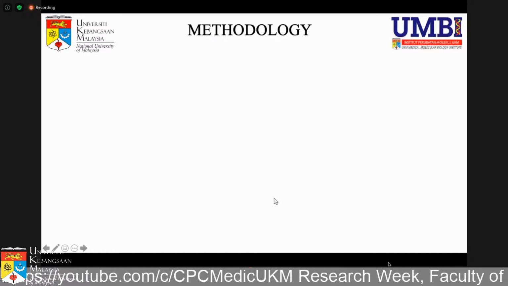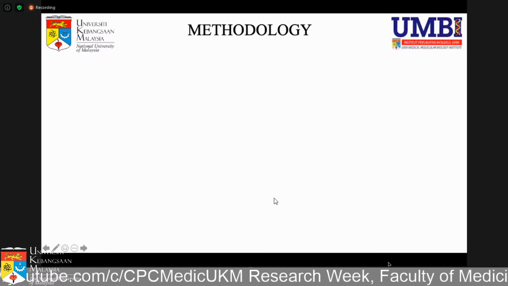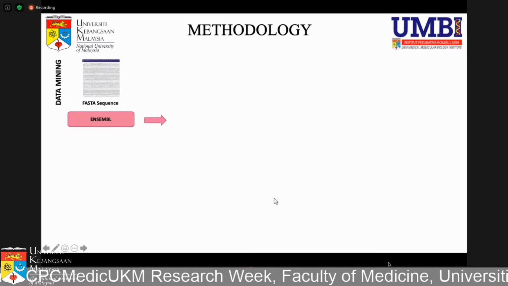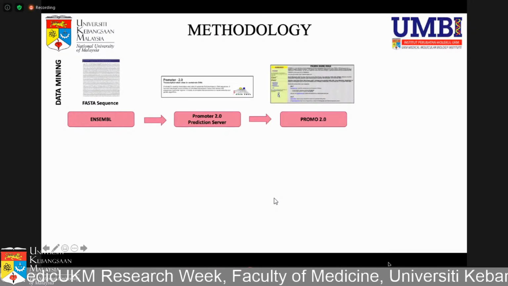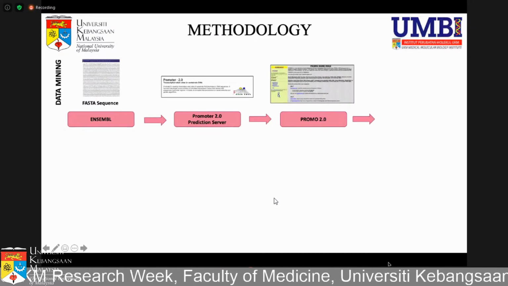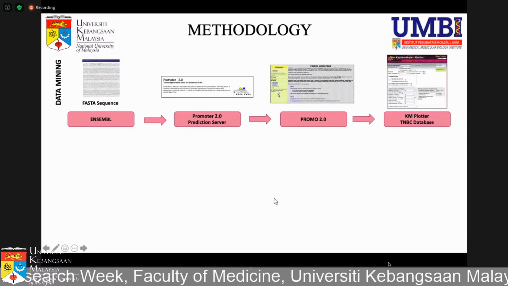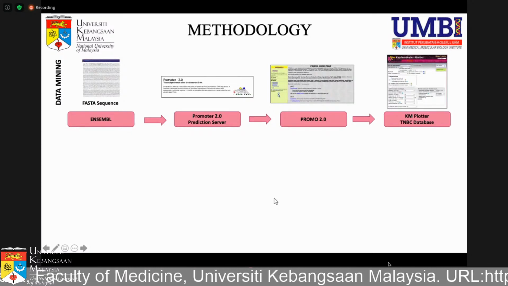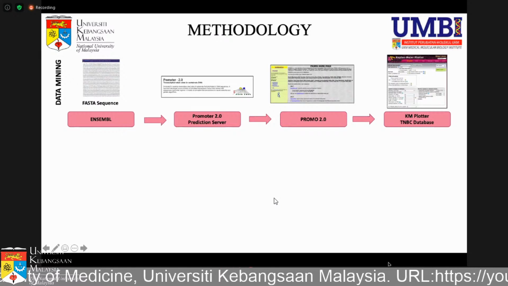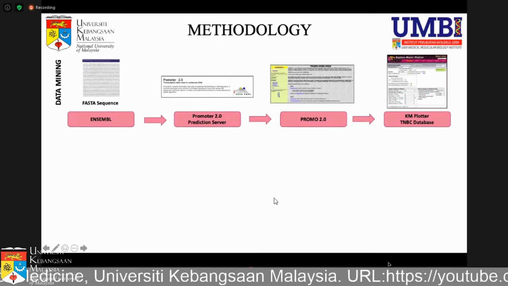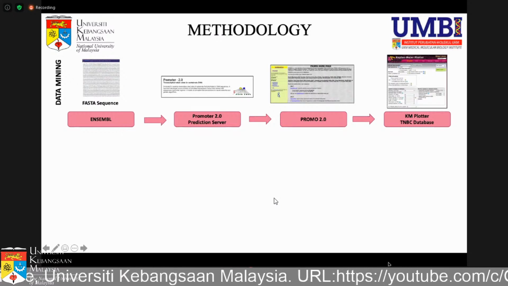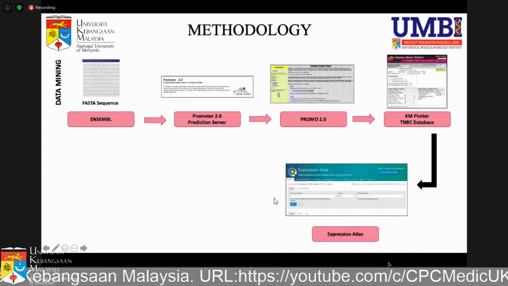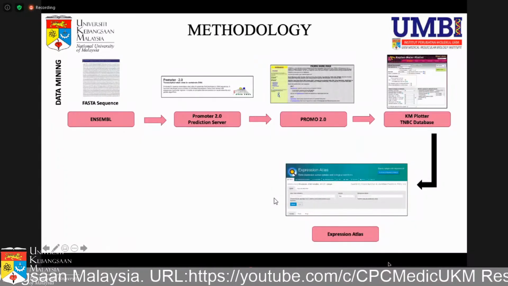So methodology: data mining on Ensembl, Promoter 2.0 Prediction Server, PROMO, and KM Plotter databases was carried out to predict THINCR promoter region and transcription binding sites upstream of the THINCR TSS. The highest score of the predicted site was chosen for PROMO putative transcription factors. Predicted transcription factors were analyzed further for their prognostic effects in TNBC on KM Plotter, followed by cross-validation of endogenous expression on the Expression Atlas database.